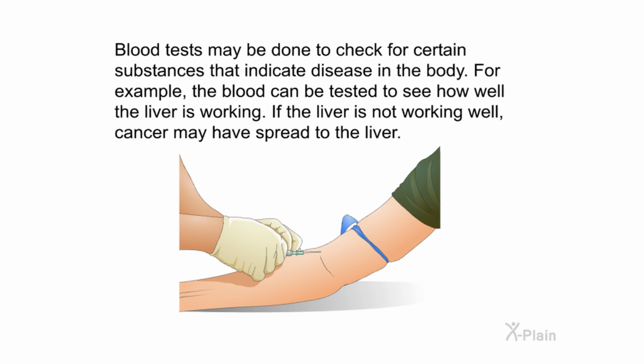Blood tests may be done to check for certain substances that indicate disease in the body. For example, the blood can be tested to see how well the liver is working. If the liver is not working well, cancer may have spread to the liver.